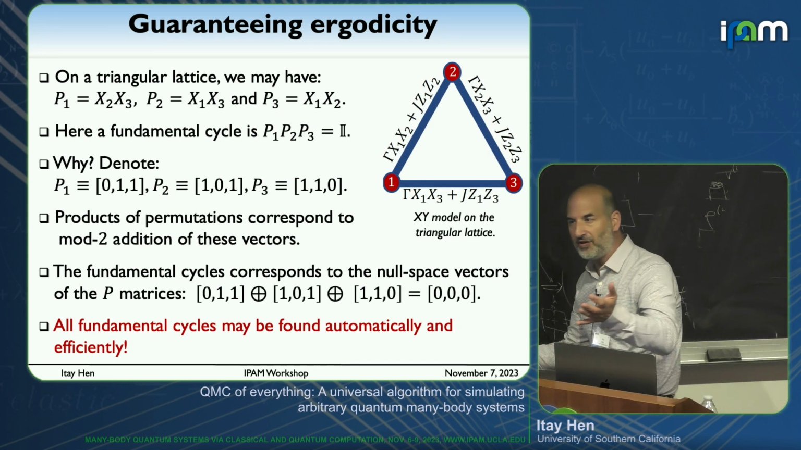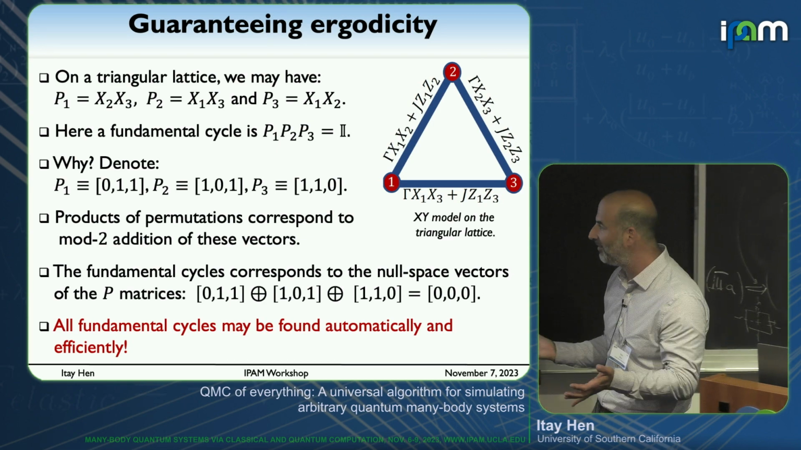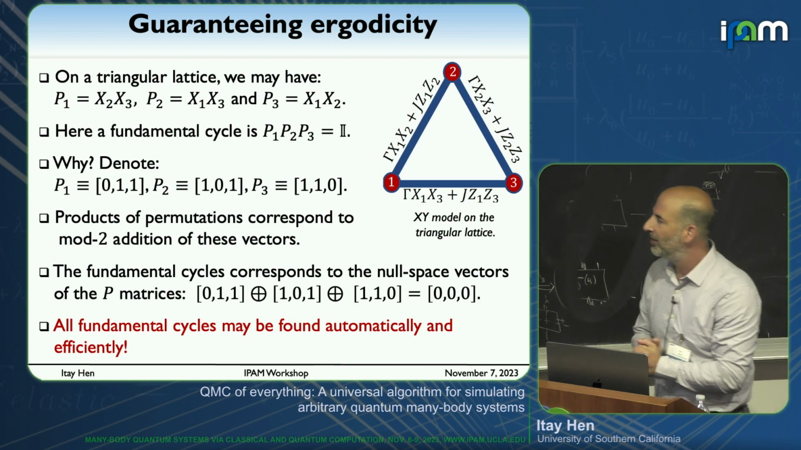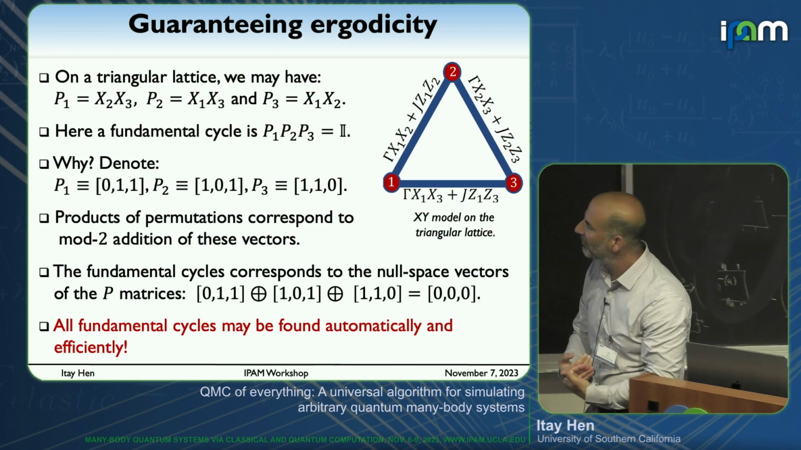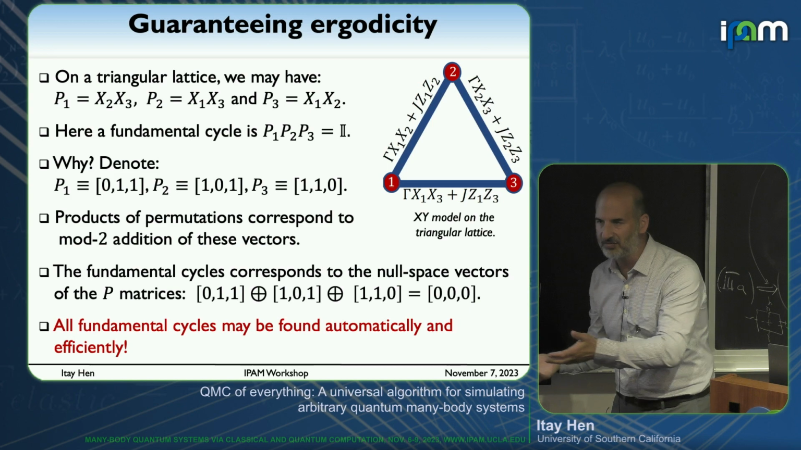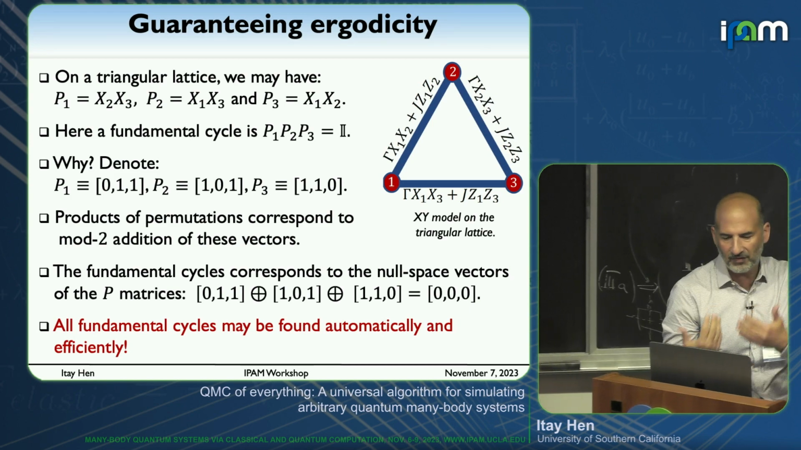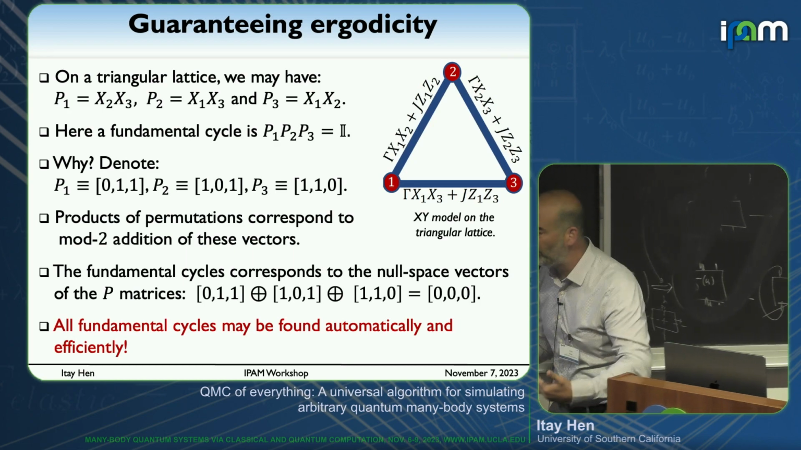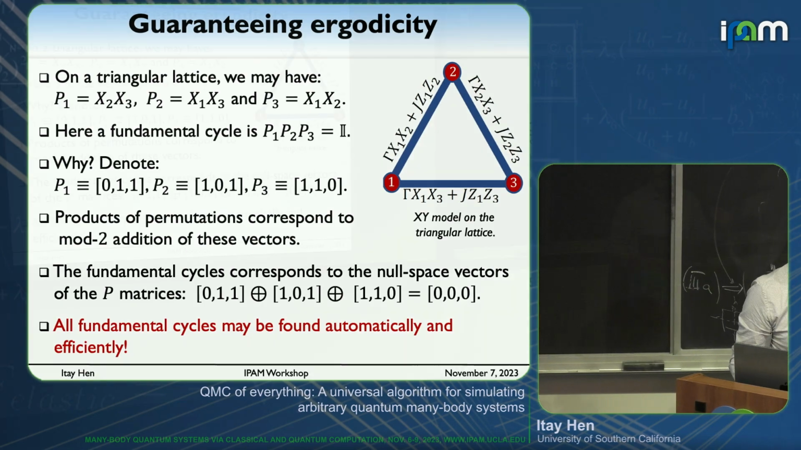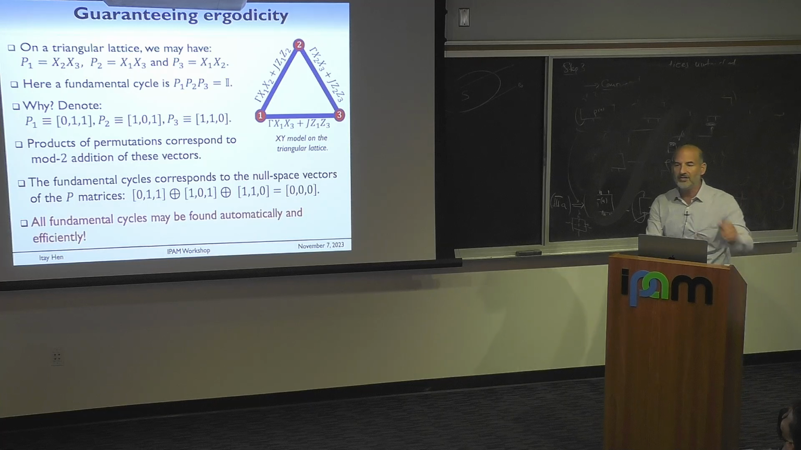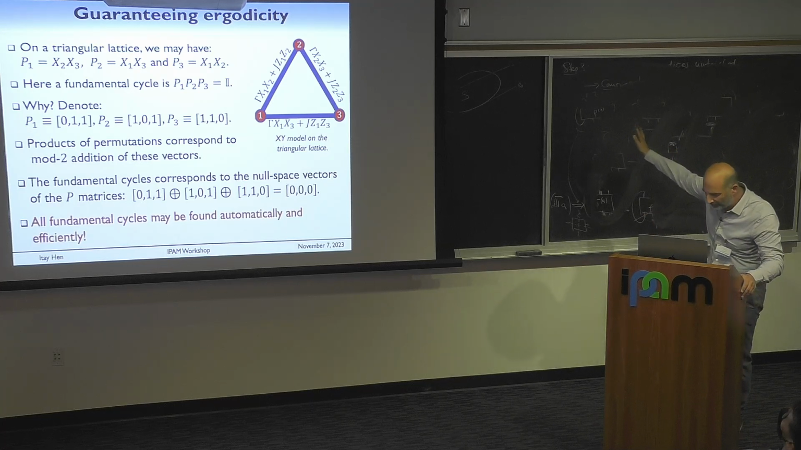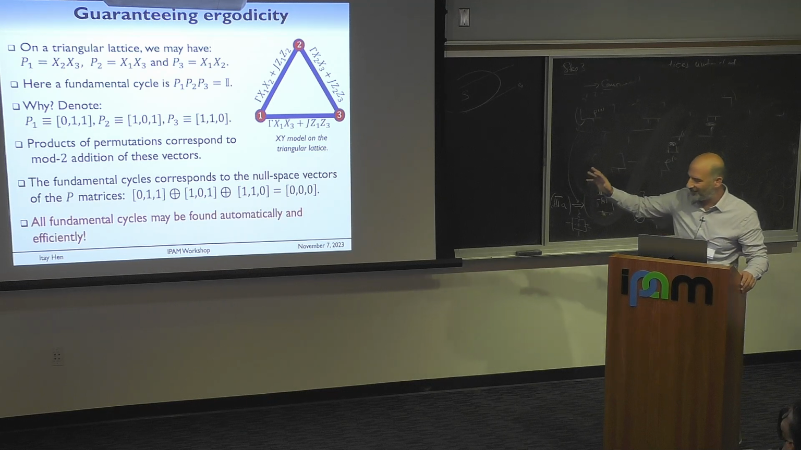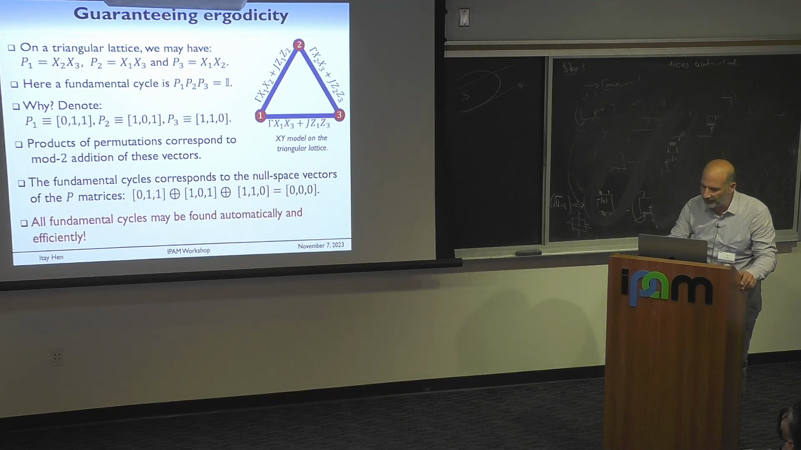And null space you can do efficiently and automatically. So we have a very simple piece of code that takes the P's in and generates the null space, which means that it generates the fundamental cycles. But if I have the fundamental cycles, then I can generate every single configuration. Except with the caveat of what you said for the classical part, which I'm not covering here because I wanted to focus on the quantum part.